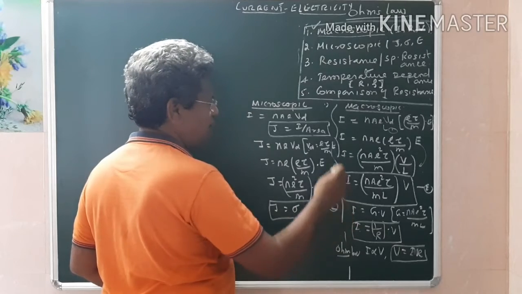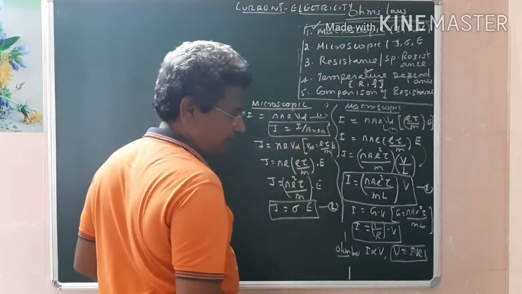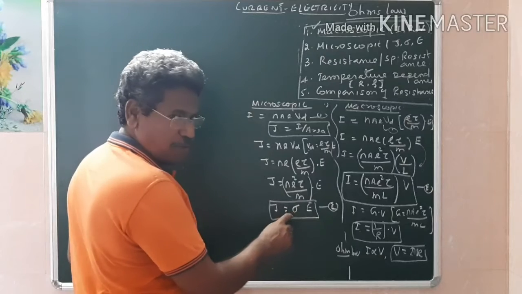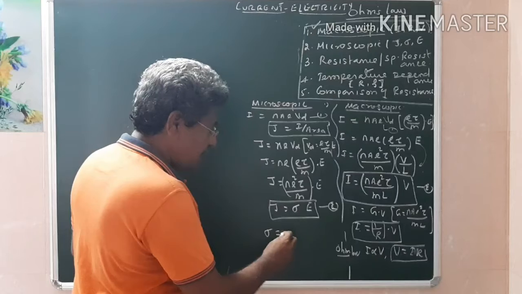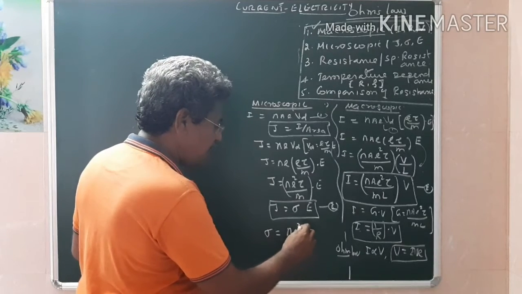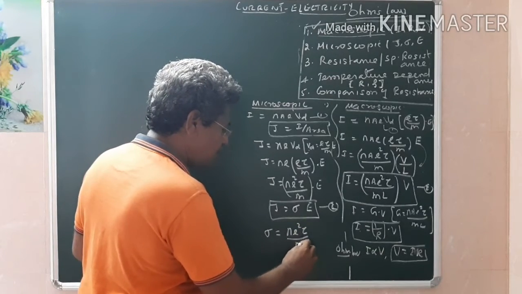Let it be equation number 2 and the earlier one equation number 1. However, we have found a new term called conductivity. What is conductivity? Sigma is equal to the expression n e squared tau by m. This is called conductivity.